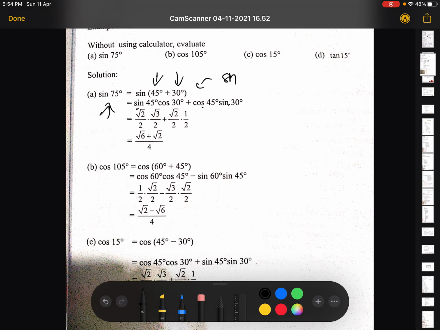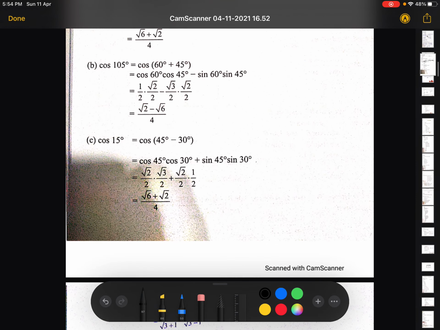It is sin x cos y plus cos x sin y. So since you know 45 and 30 have their own special identities, you sub them in and then you find the answer.